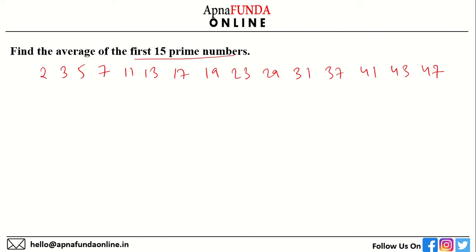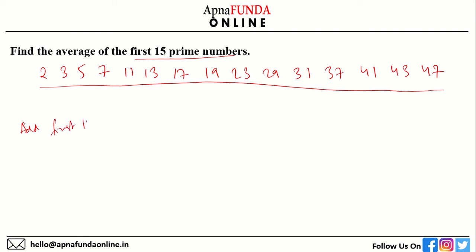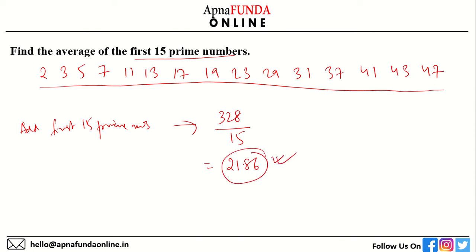We need to find the average. So we'll add all of this and divide it by 15. When you add the first 15 prime numbers, the sum will come to 328, divided by 15. So my answer is 21.86. I hope you have solved along with me. Very easy question. You must have also got the same answer. Let's move to the next one.